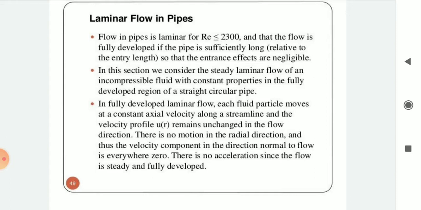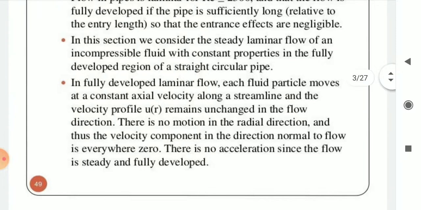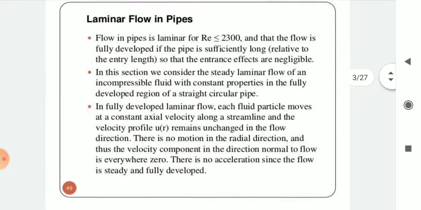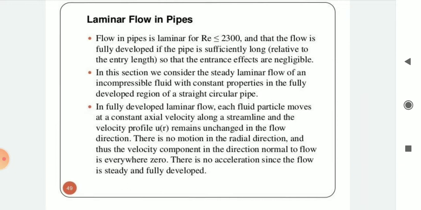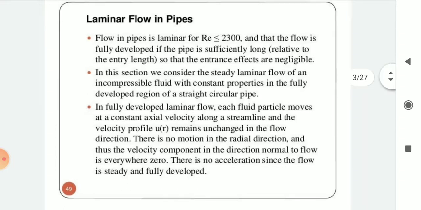In fully developed laminar flow, each fluid particle moves at a constant axial velocity along a streamline and the velocity profile u(r) remains unchanged in the flow direction. There is no motion in the radial direction, and thus the velocity component in the direction normal to flow is everywhere 0. There is no acceleration since the flow is steady and fully developed.